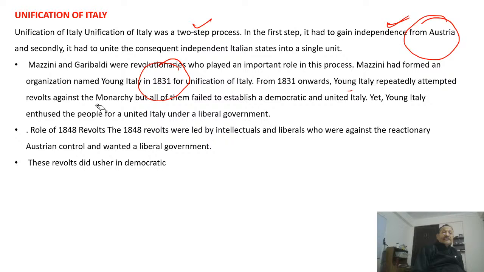to revolt against the monarchy, but all of them failed to establish a democratic and united Italy. All the time he tried hard, but he did not succeed. The reasons were quite simple: they did not achieve success over there, and that is why it failed. So the initial attempts did not succeed. What is the reason? Initially there was a lack of leadership, and then a lack of organizational skill, and because of this it failed.